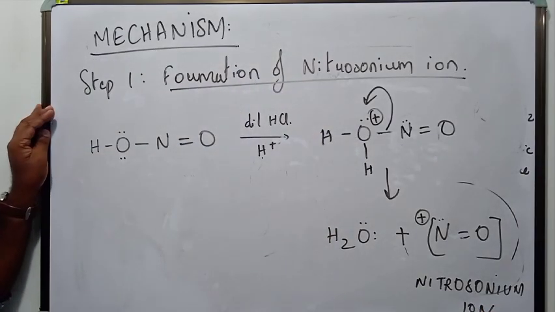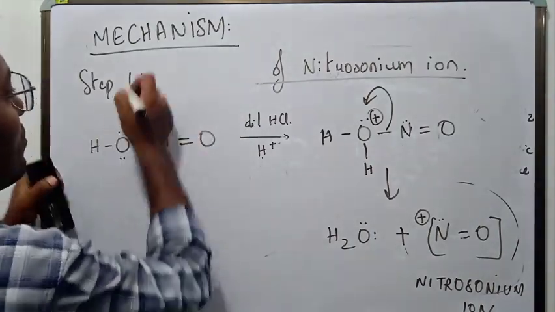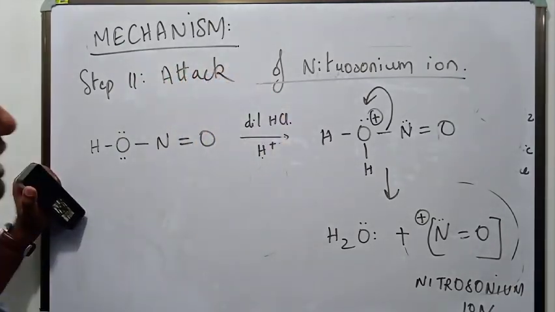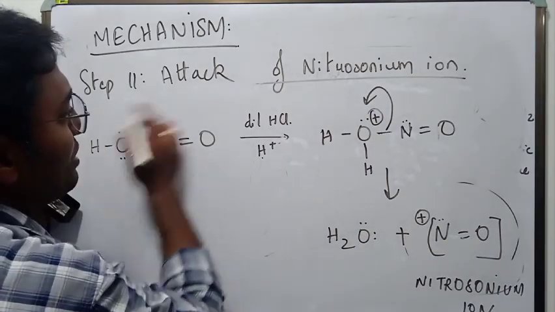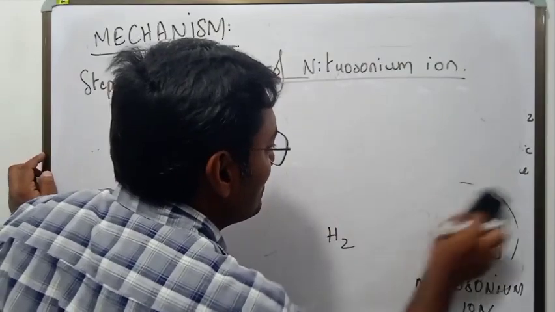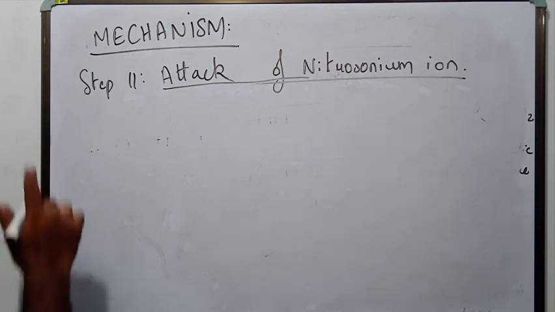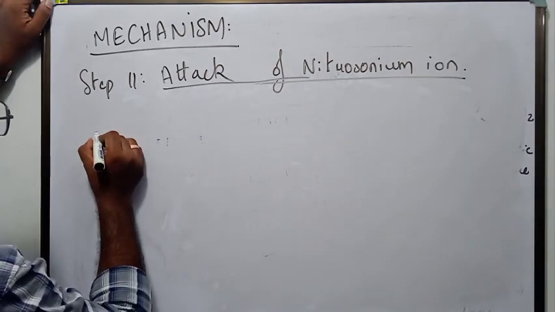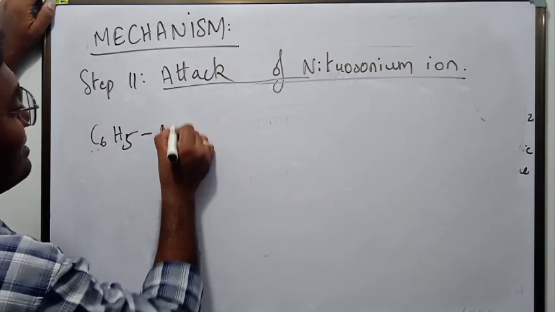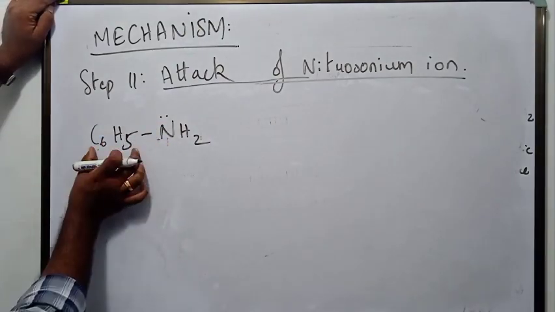Let us now see the second step. Step number 2, attack of nitrosonium ion. Where would it attack? Now nitrosonium ion has been formed. Do you think that it will sit idle? No. What will it attack? Which compound shows the reaction? Yes, primary aromatic amine. I am going to write primary aromatic amine like this. Is there a problem? No. Right? This is the phenyl group.